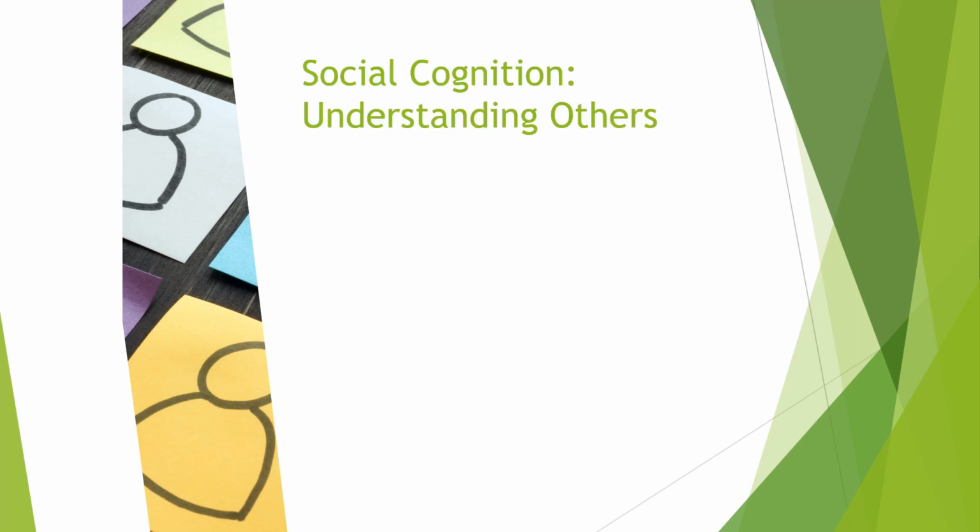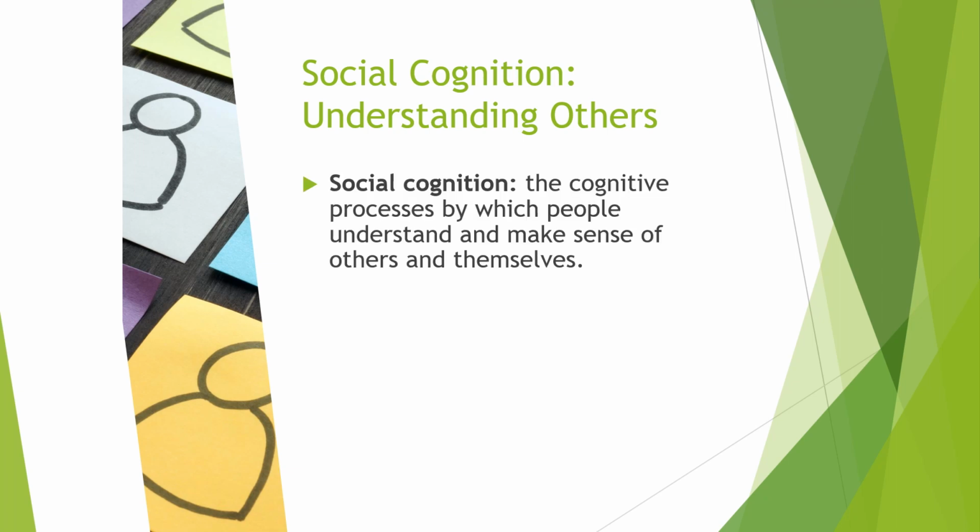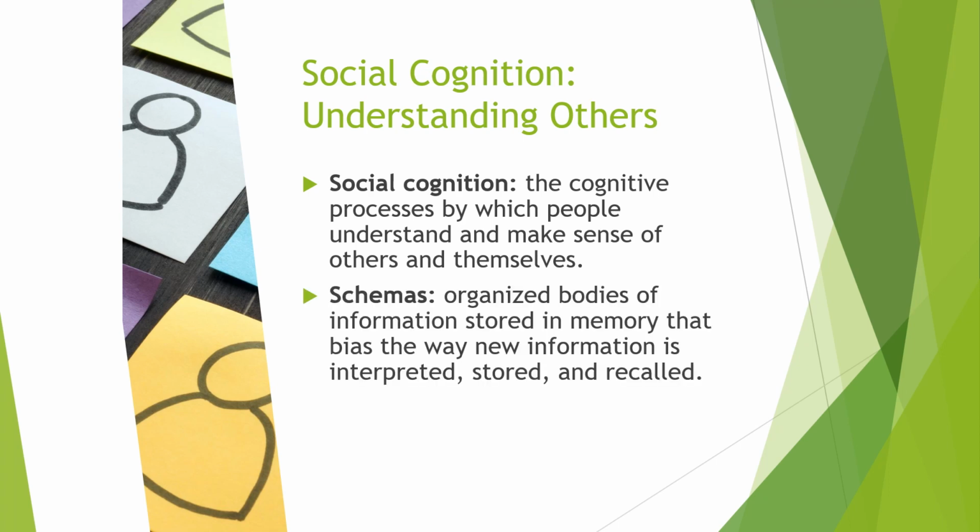Right, let's move on and talk about social cognition and understanding others. Social cognition is the cognitive processes by which people understand and make sense of others as well as themselves. And a lot of times we do this through what are called schemas.